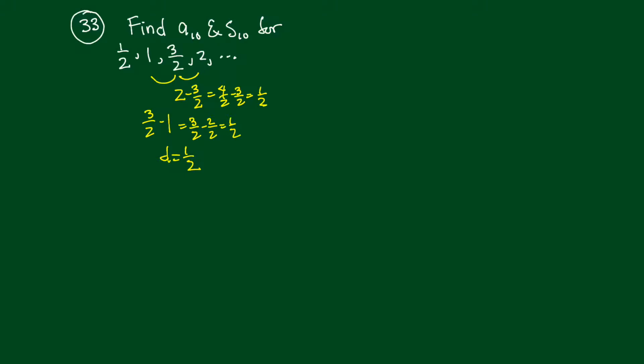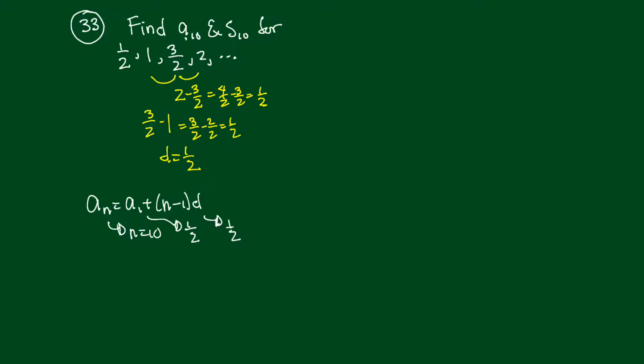Now I'm trying to find two things. First of all, the 10th term. So I have a formula for the term number. That would be this: A sub n is A1, the first term, plus the quantity n minus 1 times D. So in this case, what do we have? N is equal to 10. The first term here is 1 half, and D, we just found to be 1 half.